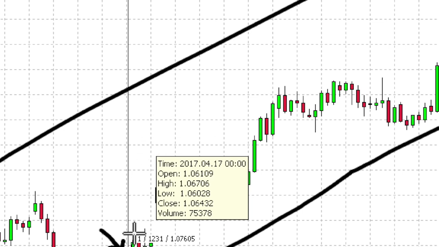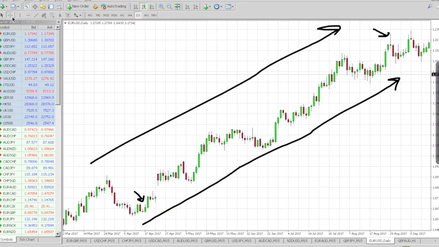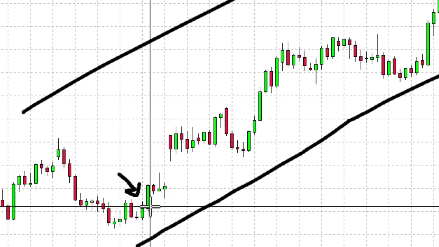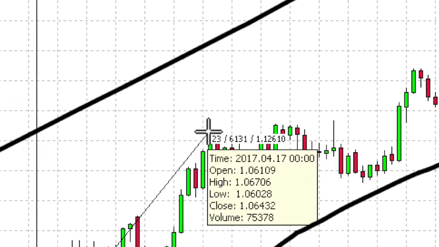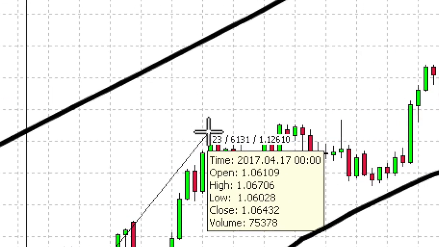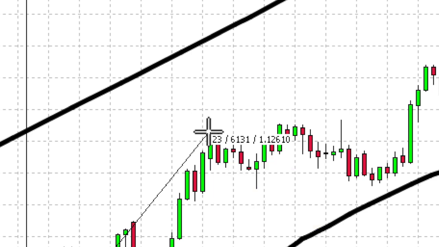Number of pips. So in other words, if you were to buy from here, okay, from here, and you were to sell it here, how many pips is that? That is 6131. Can you see that? Now, 6131 is 4 decimal places. Okay? But in this case, the 1 is a fractional pip. So you ignore the 1. You take 613. So this means it's 613 pips.